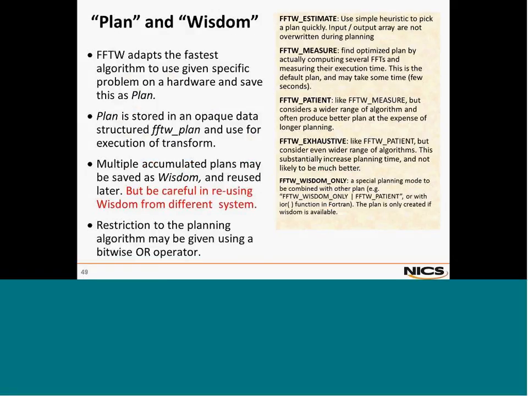On the plan we talked about: it finds the fastest algorithm given a specific problem on a specific hardware and sets this plan. It is an opaque data structure, the fftw_plan type, used for execution of the transform. Then you can save the actual plans, and they call it the wisdom part, and we use it later. But you have to be careful when you're reusing wisdom from different systems. You can accumulate plans for different problem sizes, for example, in the wisdom.